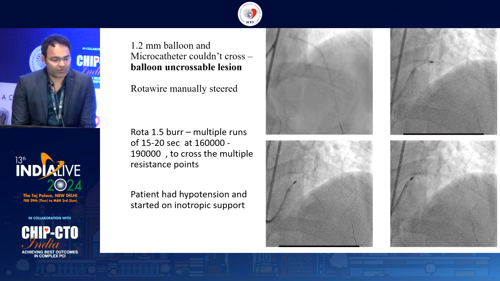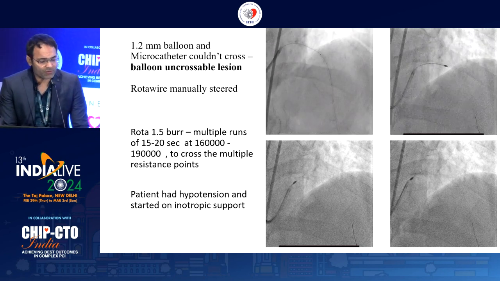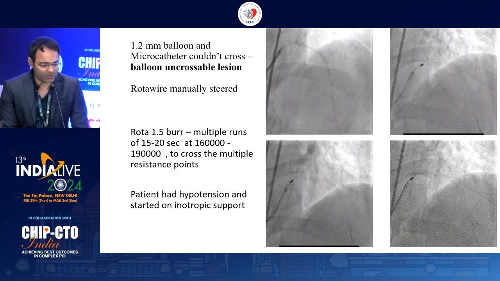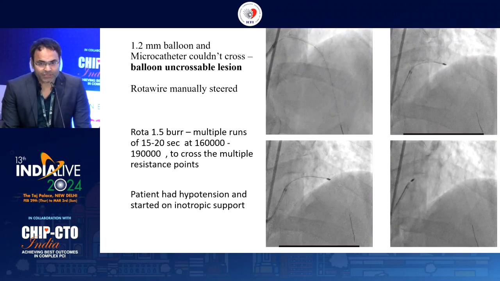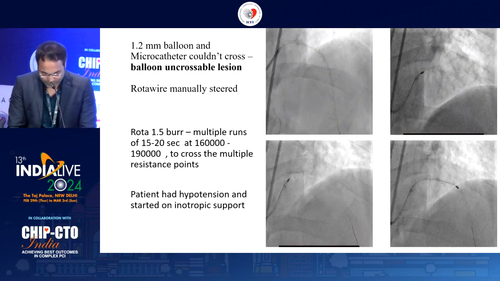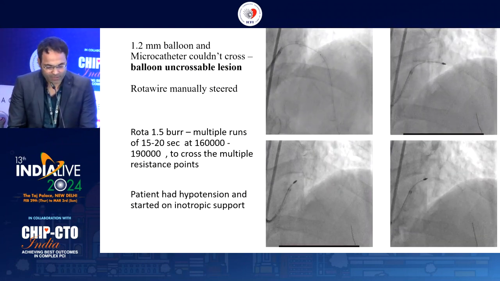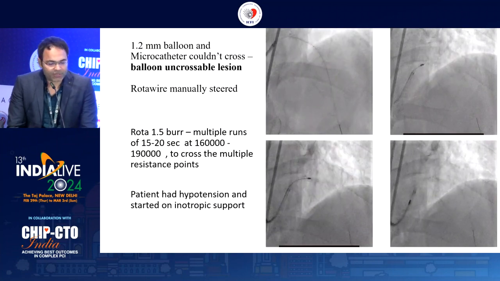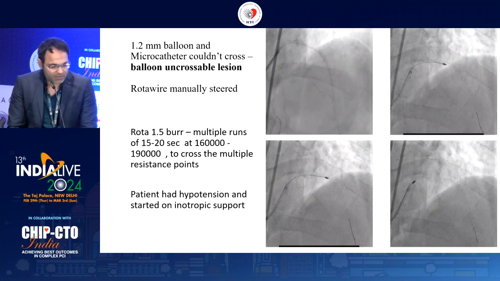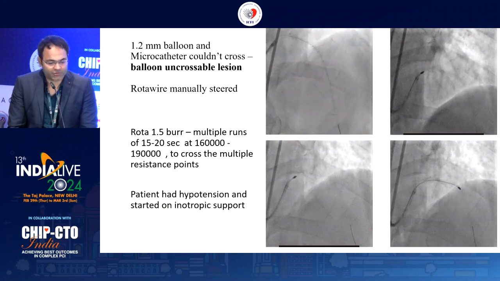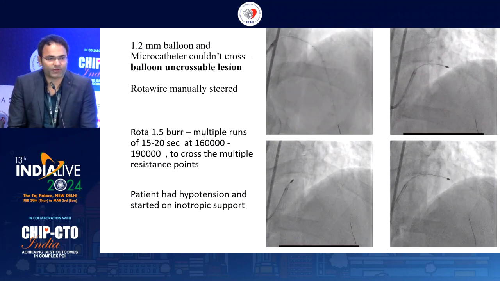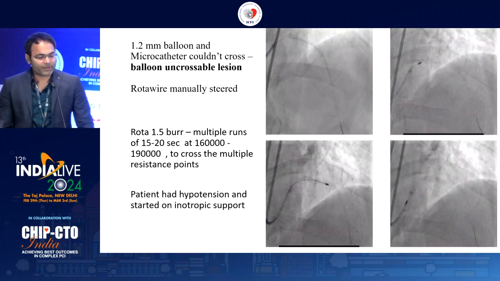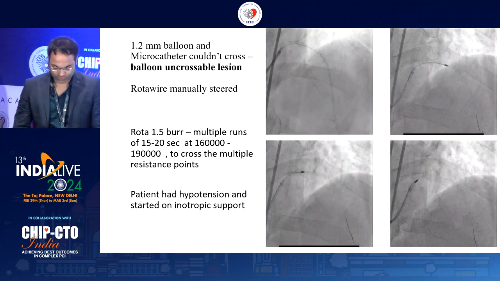So what was found? A 1.2 millimeter balloon couldn't cross, following which a Fine Cross microcatheter was taken, which was unable to cross the lesion. So it is now a balloon uncrossable lesion, which increased the difficulty of the procedure. A rota wire was manually steered from the point of microcatheter where it was stuck, and then a rota 1.5 burr was chosen. A debate may be had between 1.25 and 1.5 in balloon uncrossable lesions, but we went ahead with 1.5 burr. So it took multiple runs.